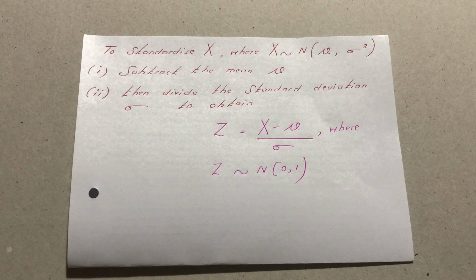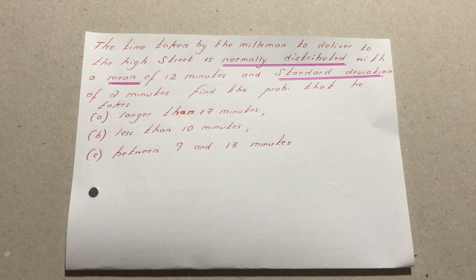Whatever we have seen so far, let's use all that in a question. Let's see, given a question, how we standardize the variable and how we use the table to find probabilities. First question here: the time taken by the milkman to deliver to the high street is normally distributed with mean 12 minutes and standard deviation 2 minutes. You're asked to find the different probabilities.